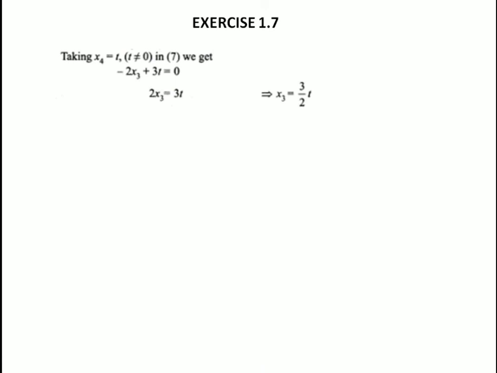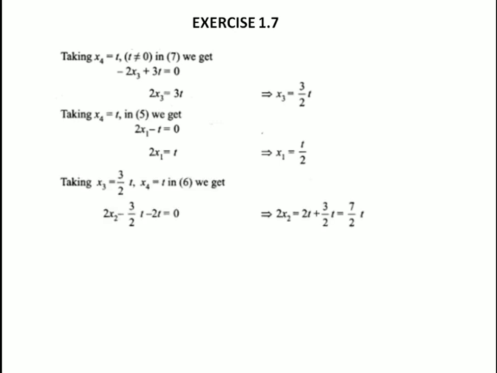Then taking x4 equal to t, not equal to 0, in the seventh, we get x3 equal to 3 by 2 t. Then you substitute in the fifth, we get x1 equal to t by 2. And then substitute in the sixth equation, we get x2 equal to 7 by 4 t. Then x1 equal to t by 2, x2 equal to 7 by 4 t, x3 equal to 3 by 2 t and x4 equal to t.